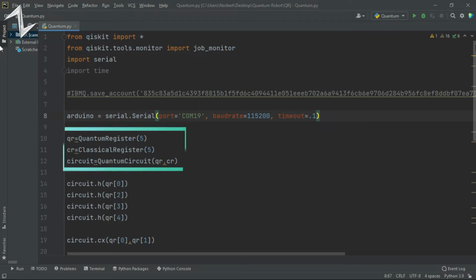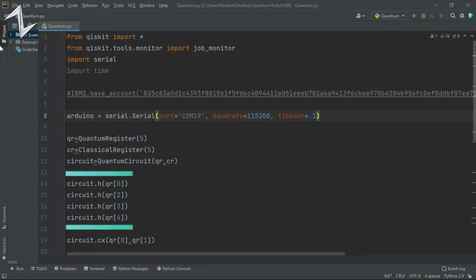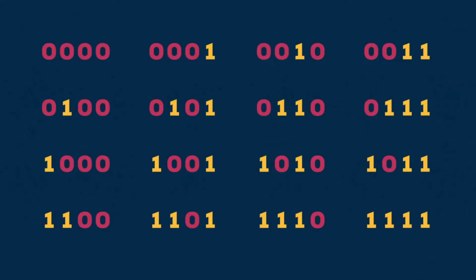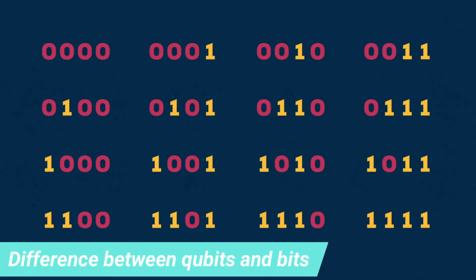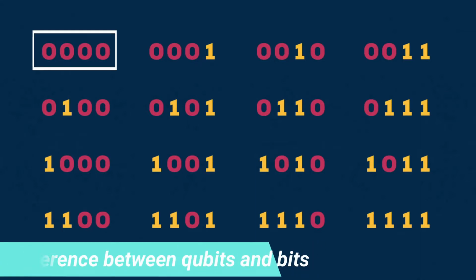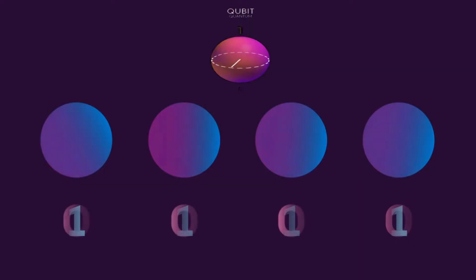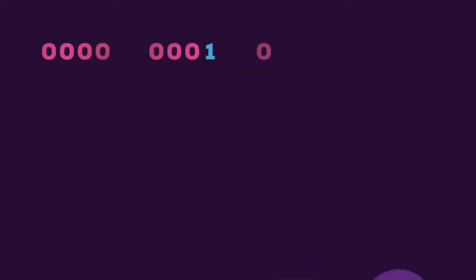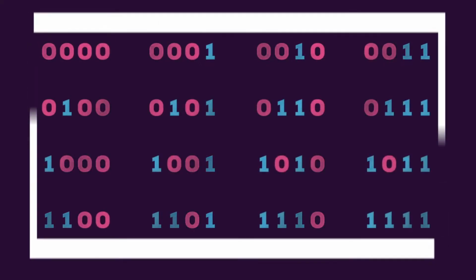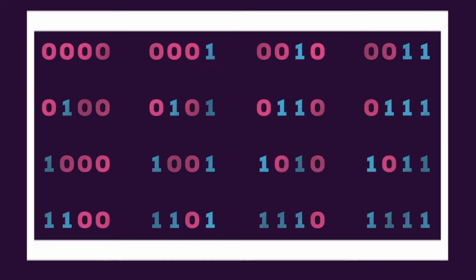We're building a quantum circuit with 5 qubits. And here we put 4 of the qubits in the superposition state. 4 classical bits can make 16 different combinations, but one combination at a time. 4 qubits that are in superposition state can represent all of the possible combinations at the same time.